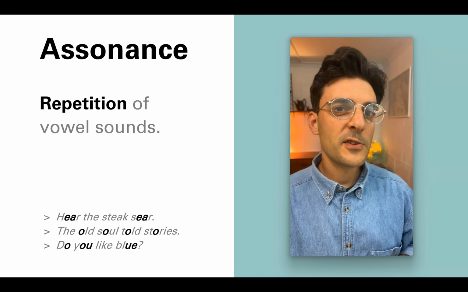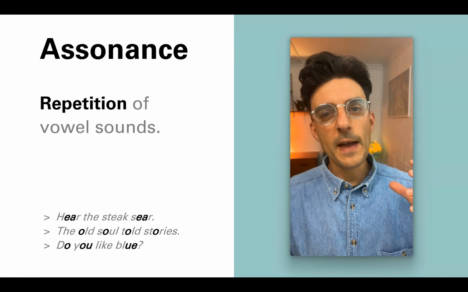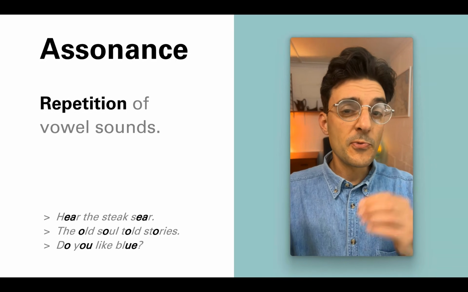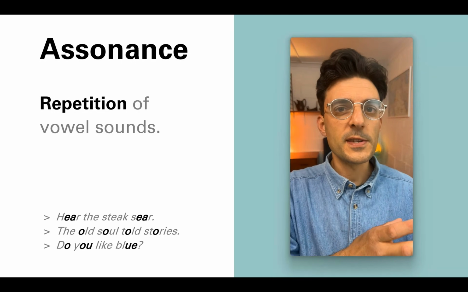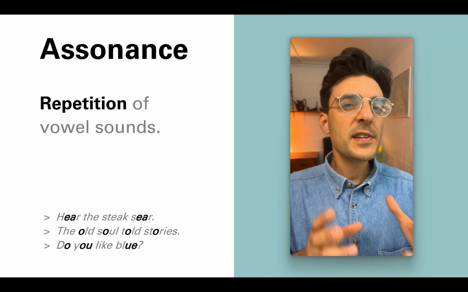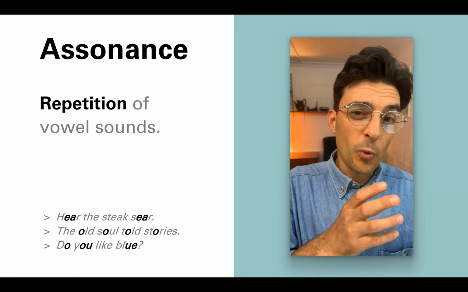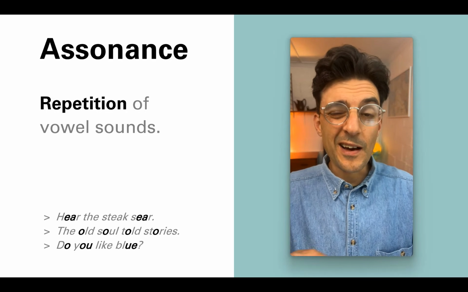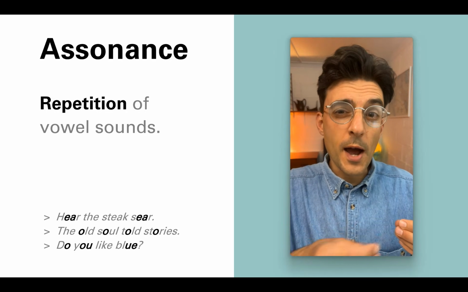Going hand in hand with alliteration, we have assonance. Now, assonance is different from alliteration because rather than a repetition of consonant sounds, we're now looking at the repetition of vowel sounds. Assonance often relates to what we might call internal rhyme. It can give a sentence or a line a kind of internal rhyme and rhythm.